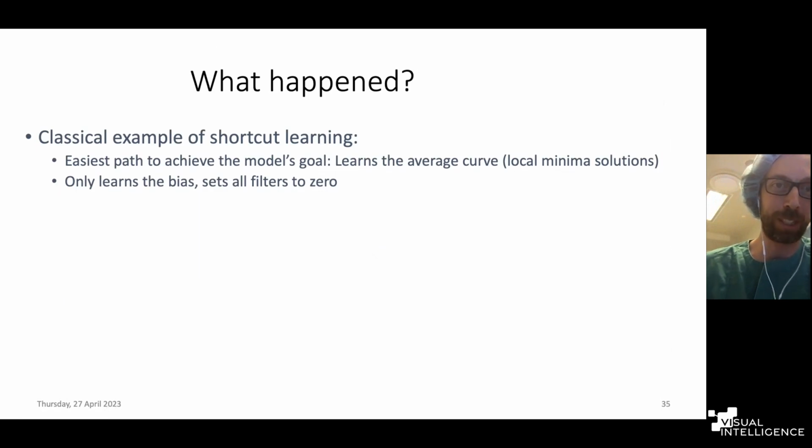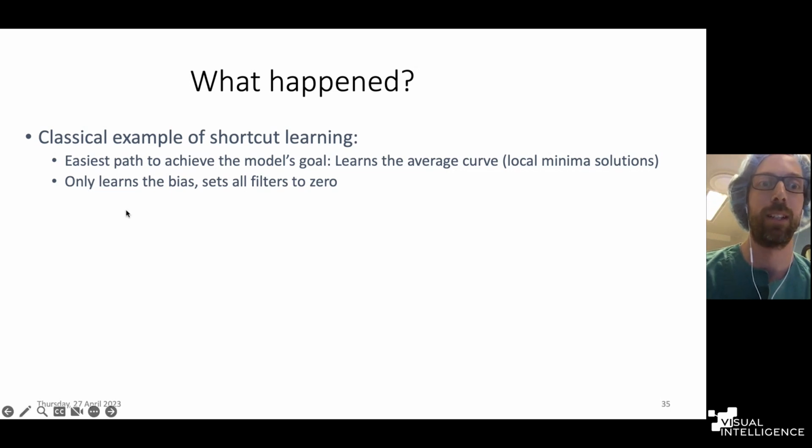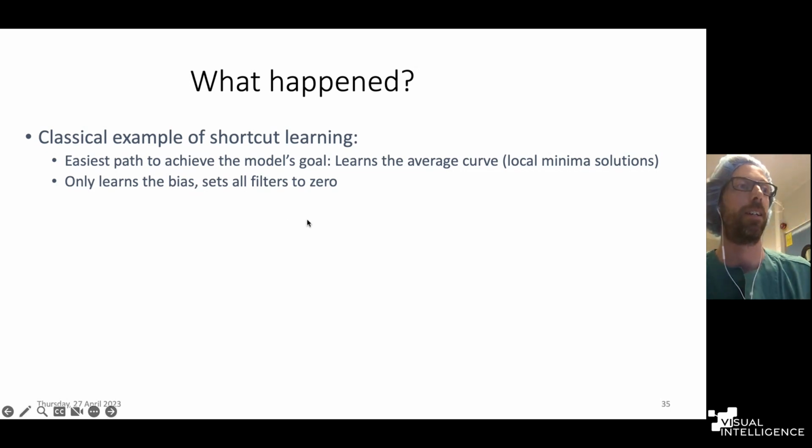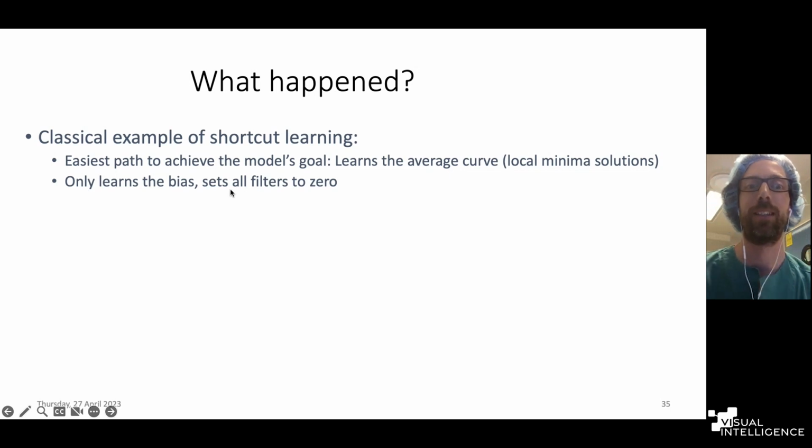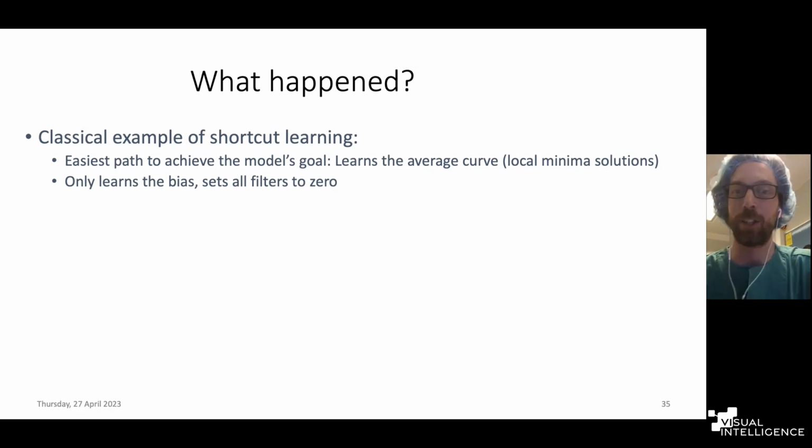Well, this was a classical example of shortcut learning. The model just learned the average data, actually. So what we discovered was that in the convolutional layers and in the fully connected layers, there was this bias term that basically overtook the predictions. So all the weights were 0, but the bias learned everything. So it learned the average curve.